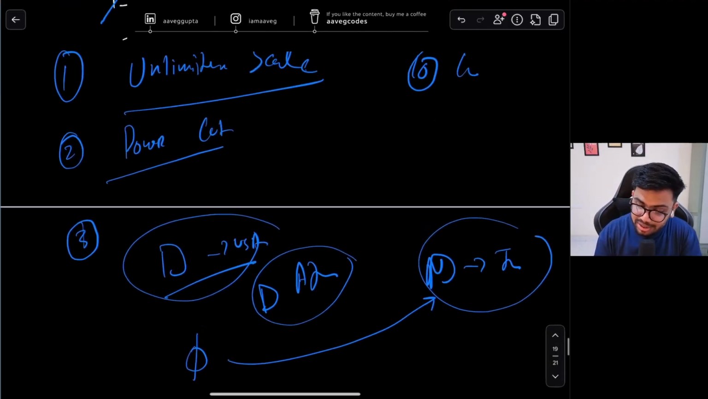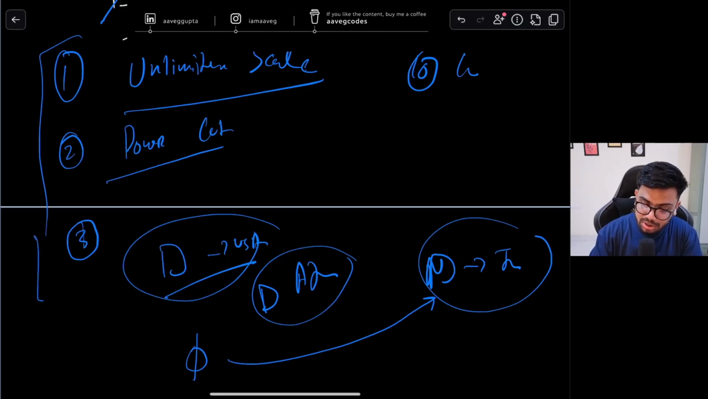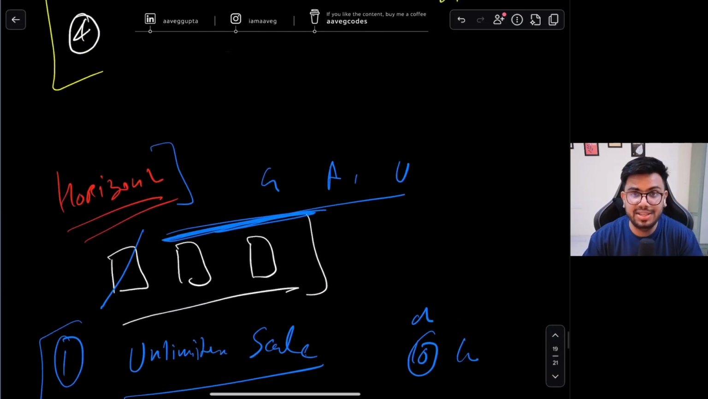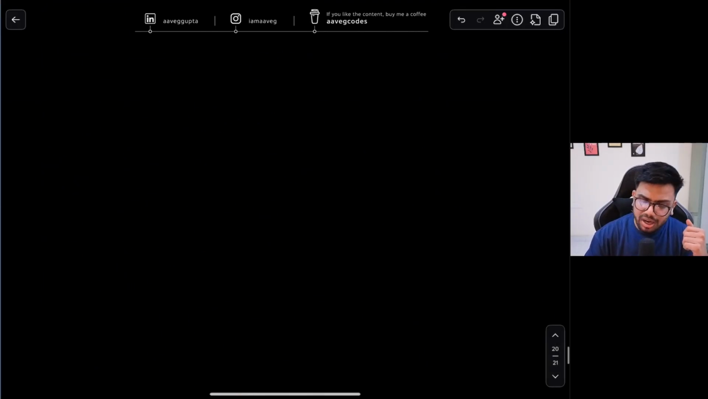So these are three very important pros due to which horizontal scaling is very much trending. All the big tech companies are actually using it. Okay. Now, what are the cons of horizontal scaling?